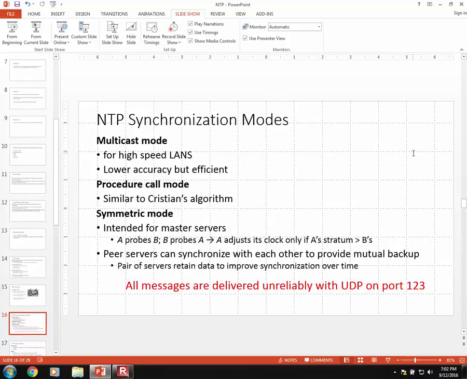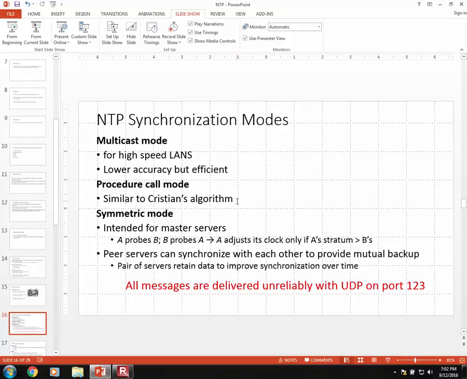And NTP version 4 has different types of synchronization modes. It has a multicast mode for high-speed LANs that is lower in accuracy but is more efficient. It has a procedure call mode similar to Christian's algorithm. We're going to look at Christian's algorithm later on in this lecture. And then it has the symmetric mode.